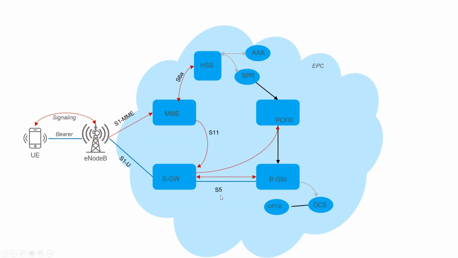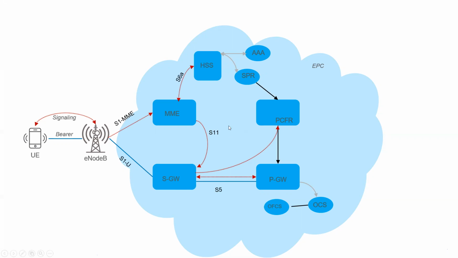Then you will have an S5 interface, and the S5 interface will have the data plane or the user plane, which has the GTP tunneling protocol. And for the signaling traffic, it will be using the GTPv2 control plane signaling protocol, right?